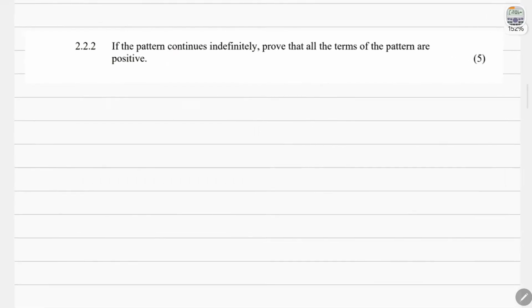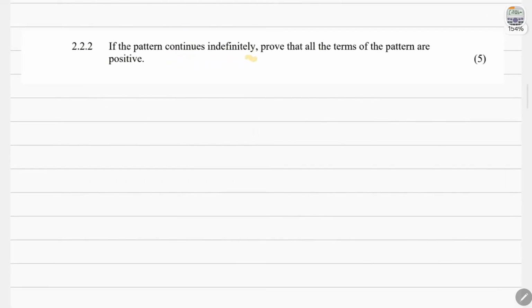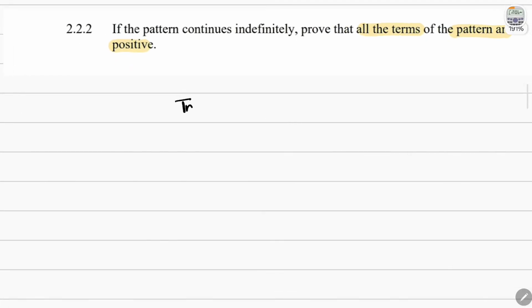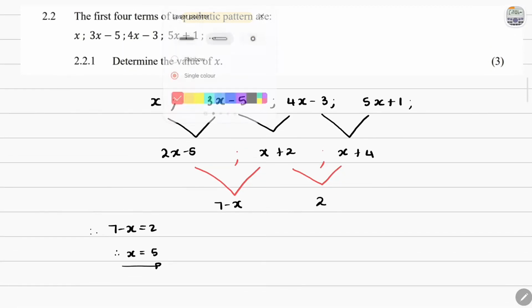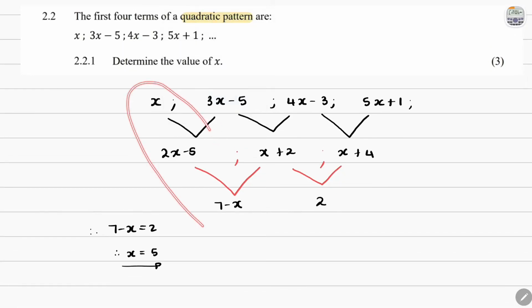Question 2.2.2 says, if the pattern continues indefinitely, prove that all the terms of the pattern are positive. The main thing that we can use to determine the kind of term values we're going to have is the general term. So we clearly have to find this pattern. So it's in the form of an squared plus bn plus c. Okay, so in our pattern, we're just going to have to concentrate on these three first terms.